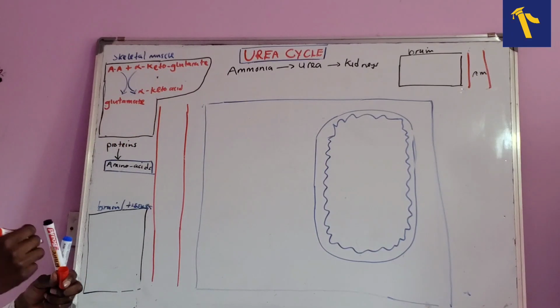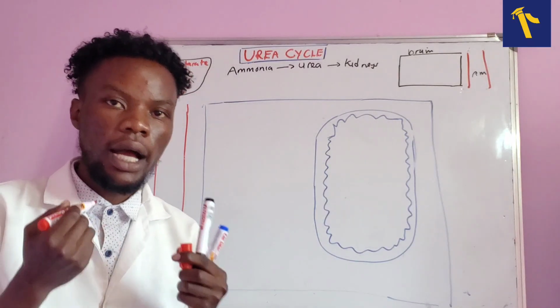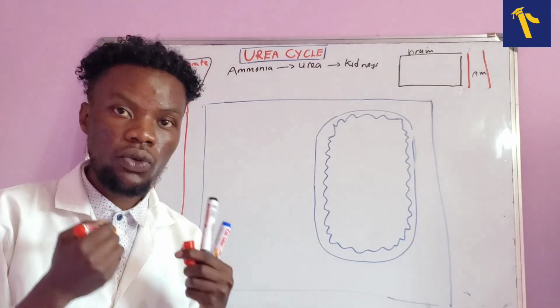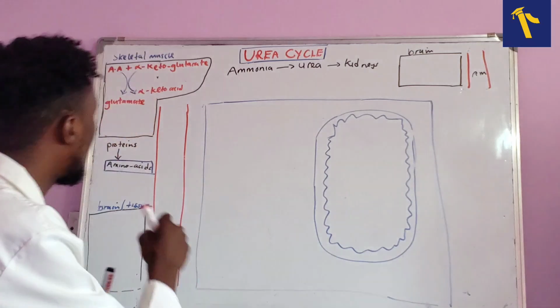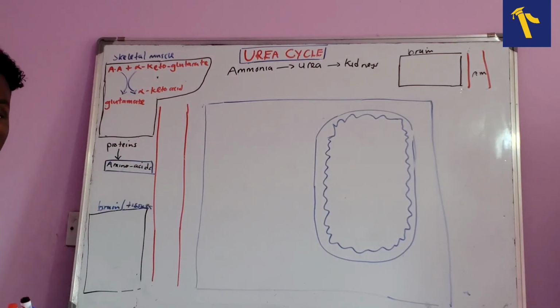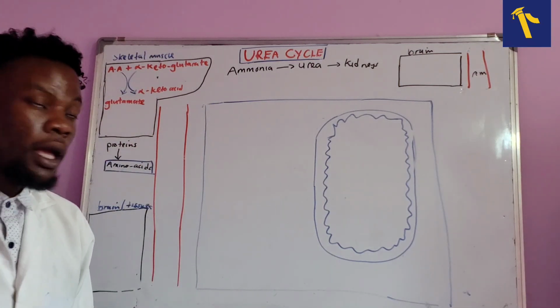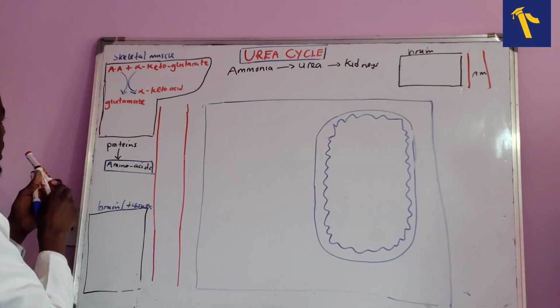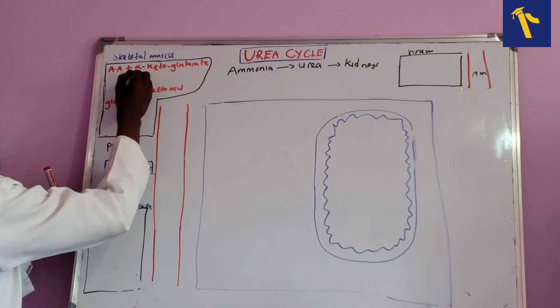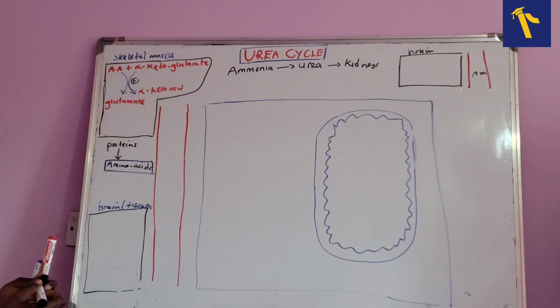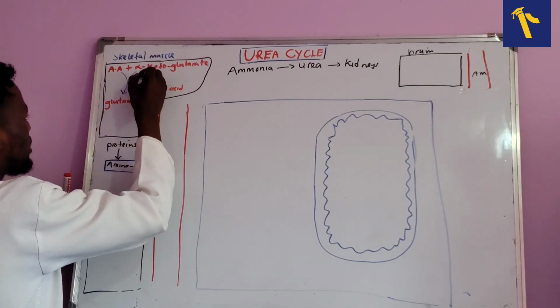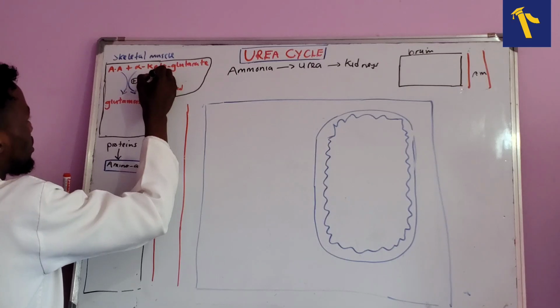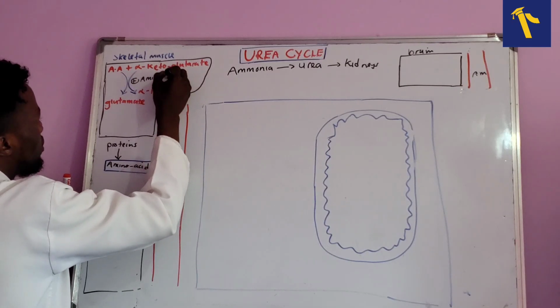Now, this process doesn't just happen on its own. There has to be a certain enzyme that catalyzes this process. Okay, and what is that enzyme? Let us use black for that enzyme. We call it aminotransferase.